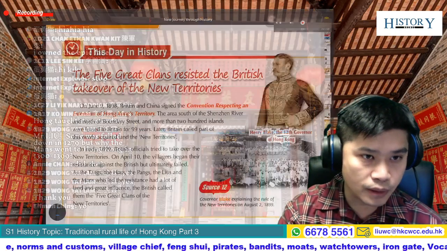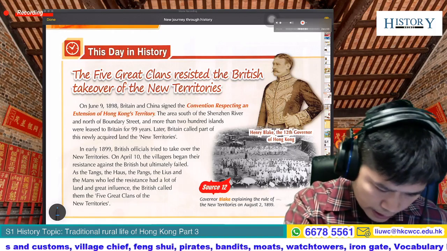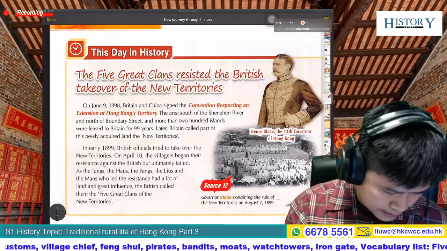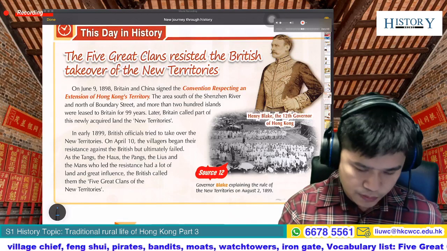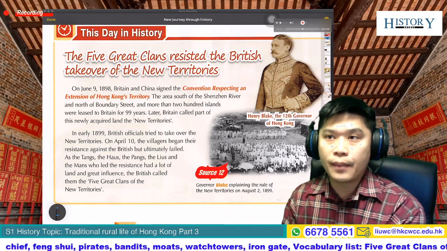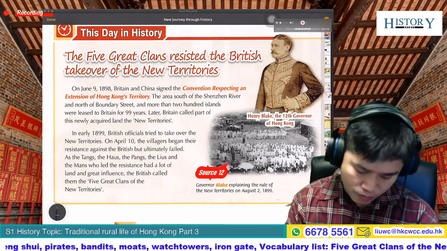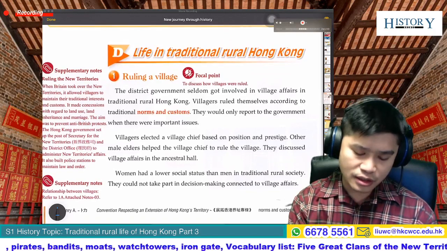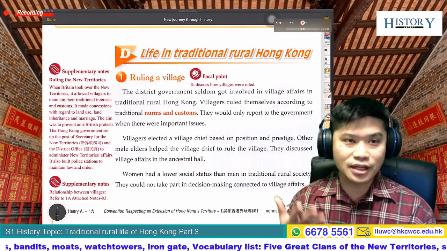So therefore, that would be the ancestral hall. Okay, and for the ancestral hall, we're going to talk about it later. And then, in the next page, what would be other stories about these five great clans? Five great clans. I can talk about one more. For the life in the traditional rural Hong Kong, I may talk about it next week.